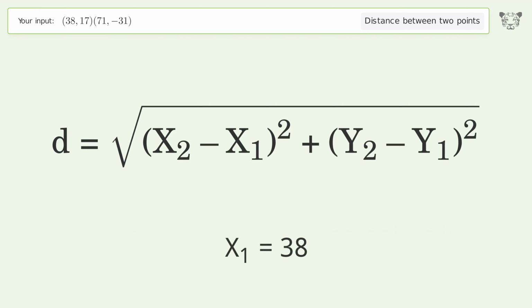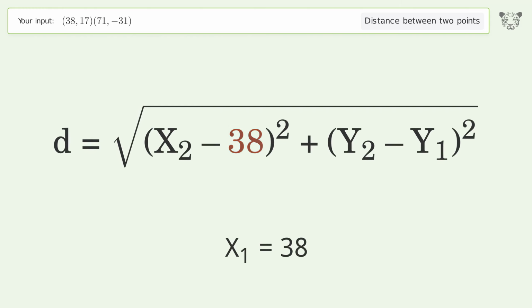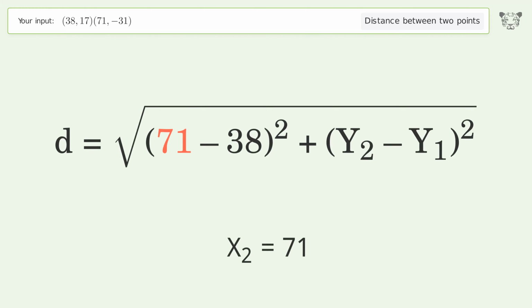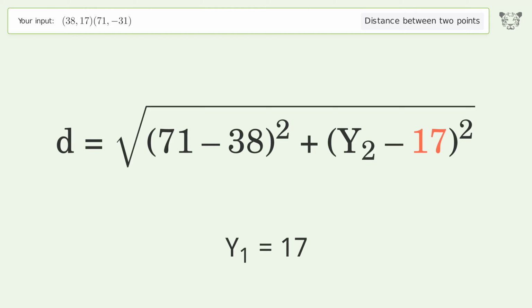x1 equals 38. x2 equals 71. y1 equals 17. y2 equals negative 31.